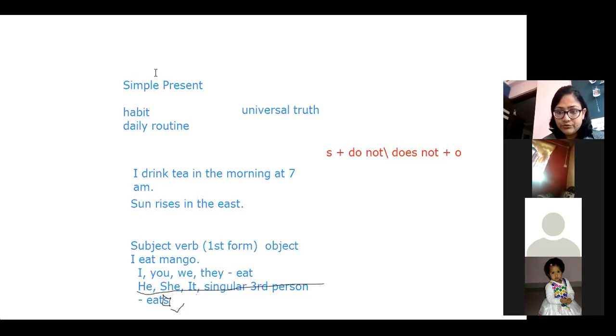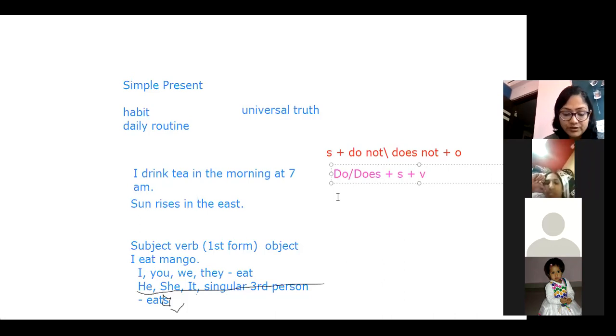Then we come to question. If it is a question, you start with do or does, and then comes subject, and then comes verb. So do you eat? Does he eat? And then of course you have to put a question mark. Doesn't he eat? Doesn't she eat? Doesn't Ram eat? So you have to use does.